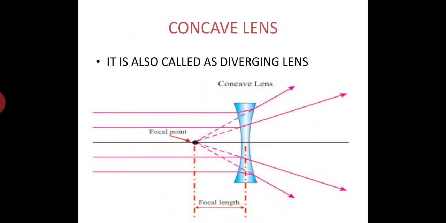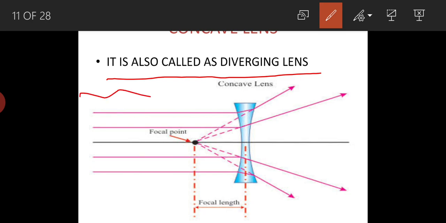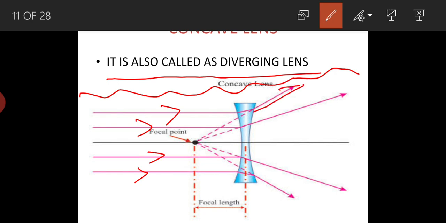Now let us see another question, that is the concave lens. How does a concave lens behave as a diverging lens? A concave lens is also called a diverging lens, and this diagram is important regarding 2 marks. See, this is a concave lens, and when light rays traveling parallel to the principal axis are incident on the concave lens, they will diverge from each other. They will go away from the lens.